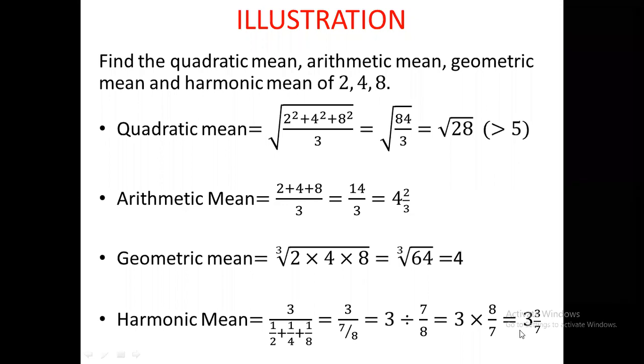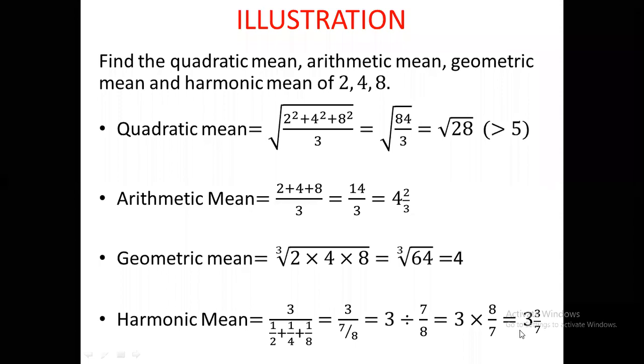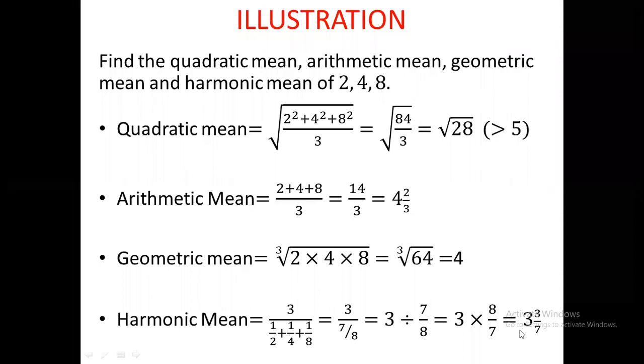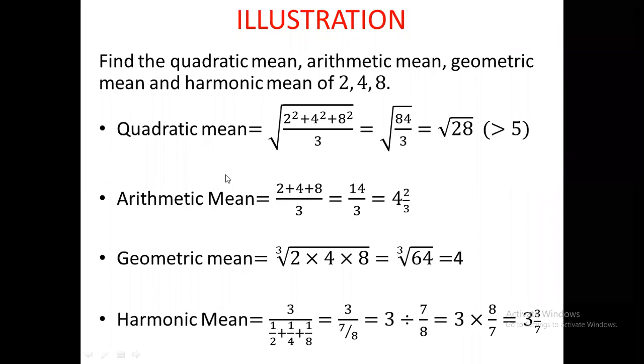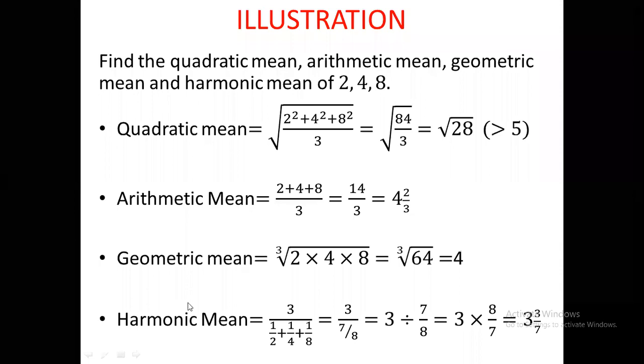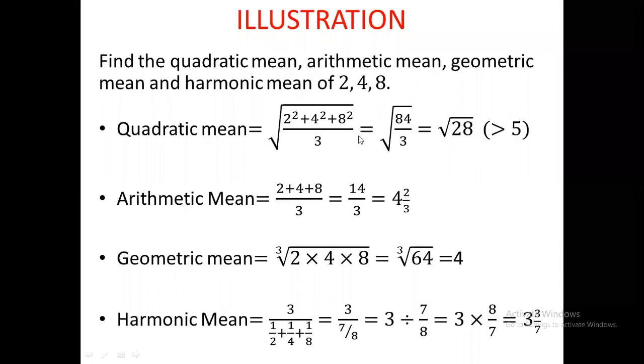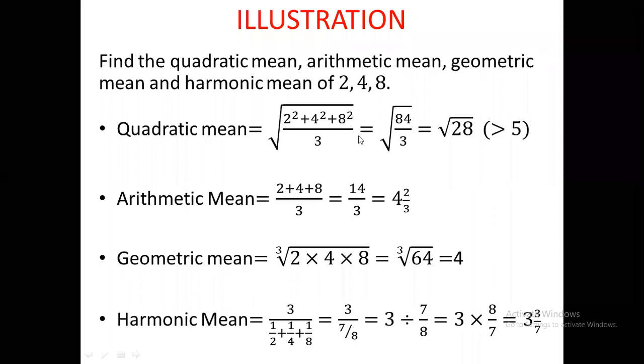Okay, so this goes alongside to re-emphasize what I said earlier on, that a mean always lies between the greatest value and the smallest value. It goes on to re-emphasize that. Now, what I want you to take note of is that this always works. This always holds. What actually always holds? The quadratic mean is always greater than the arithmetic mean. The arithmetic mean is always greater than the geometric mean. The geometric mean is always greater than the harmonic mean. Always, not just in this example alone. It's always the case.